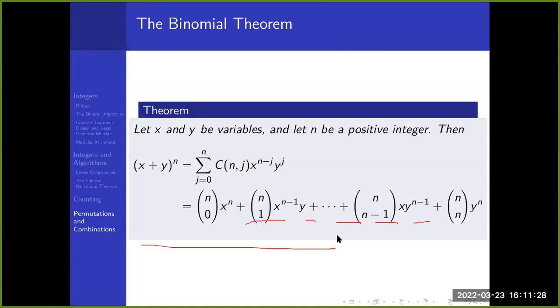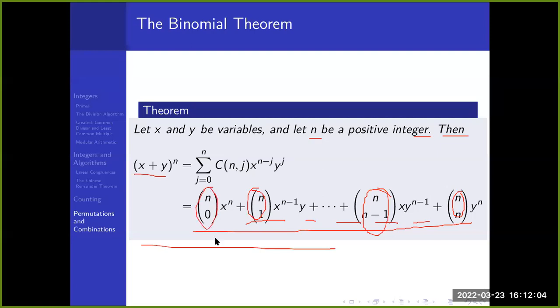So the theorem says the following: let x and y be variables and let n be a positive integer. Then the following will happen: x plus y raised to n will be equal to this expansion. You will sum from j equal to 0 to n of n combination j multiplied by x to the n minus j multiplied by y to the j. If you write it in full, this is what it will look like. And these are what we call the binomial coefficients.